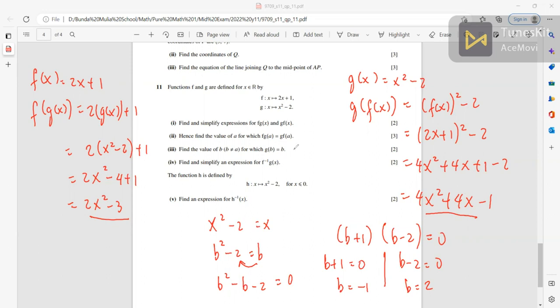But here it says that b must not equal a. So just now we already got a equals minus 1. So this one is wrong. So this is the correct one, b equals 2.